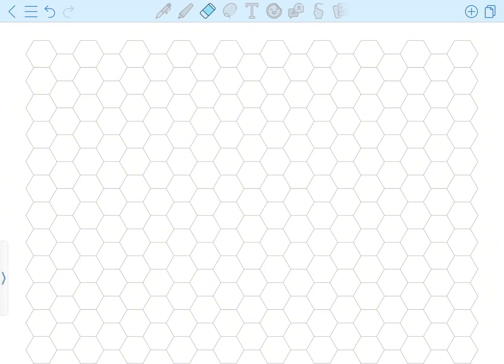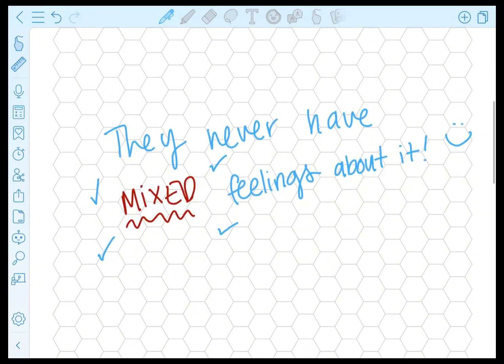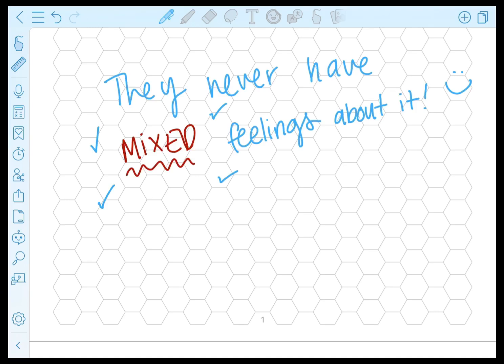So, as always, to start off, the joke of the day is going to be: why do chemists always trust pure substances? Well, they never have mixed feelings.